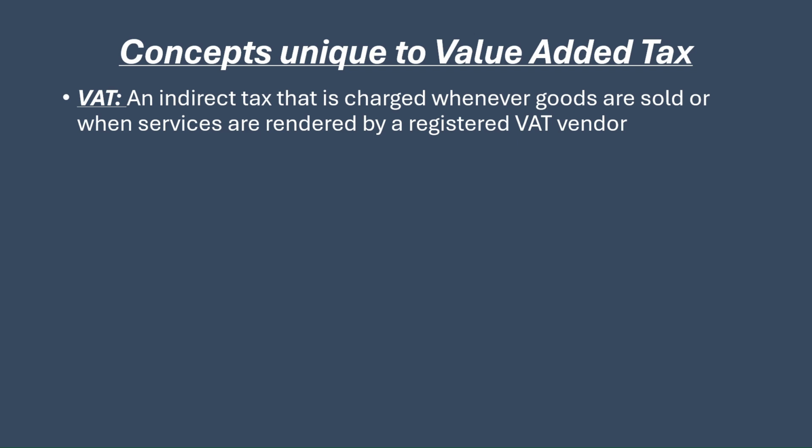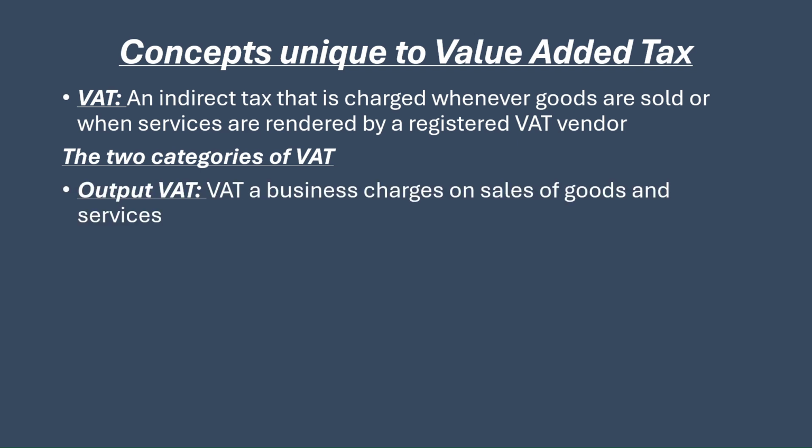Things like your white bread, your lotions and all that, they have VAT on them, right? So you pay indirectly through a VAT vendor. Then we have two categories of VAT, if you didn't know, right?